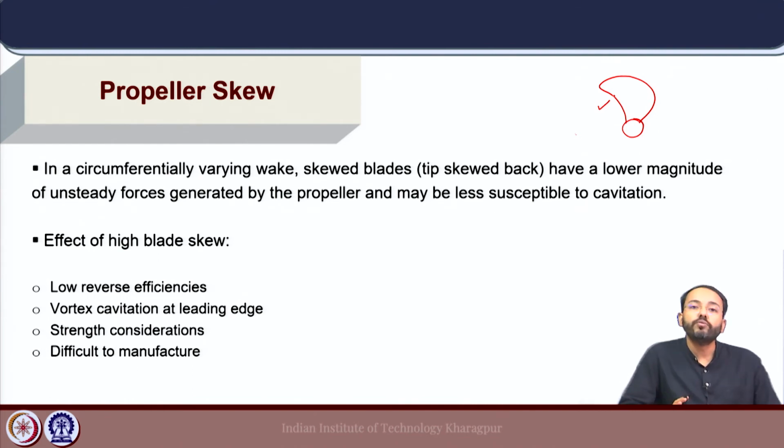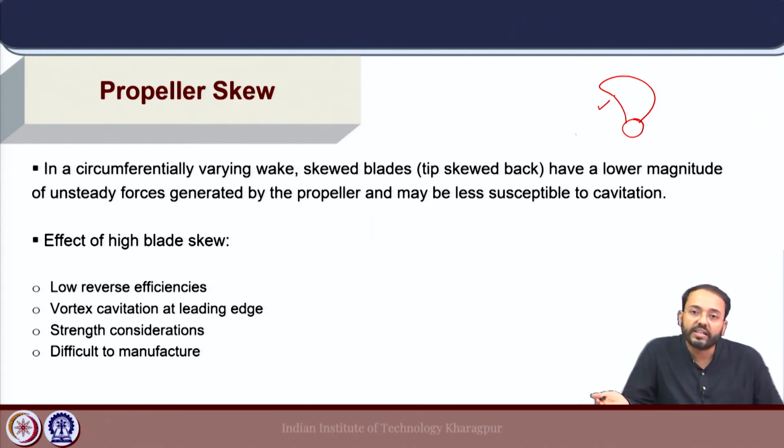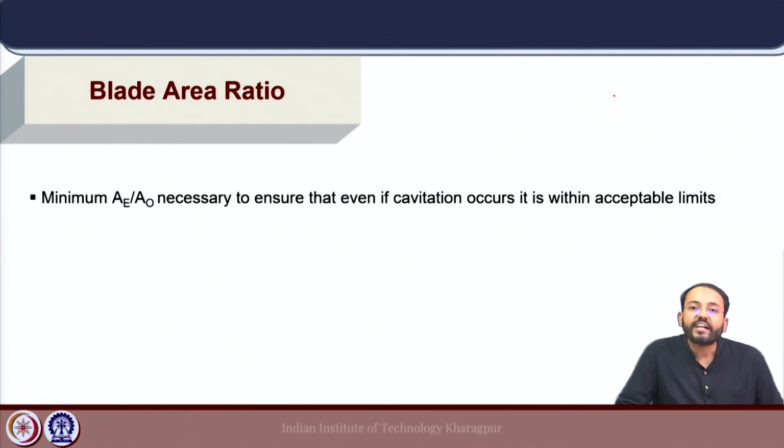So, propeller skew should be provided in a moderate manner as per the design requirement, and providing a balanced skew helps in reducing the vibrations with respect to unsteady forces generated by the propeller, and it is less susceptible to cavitation. The next factor, which is very important from the point of view of propeller design, especially from the point of view of cavitation, is blade area ratio.